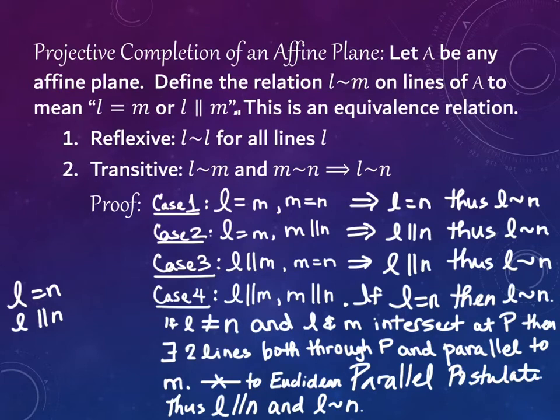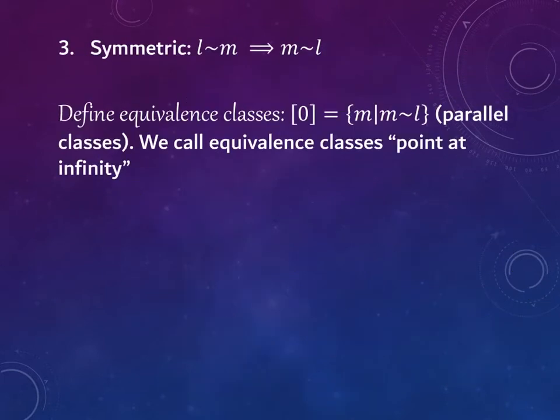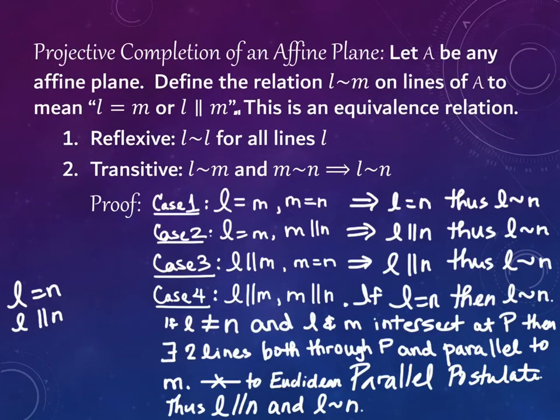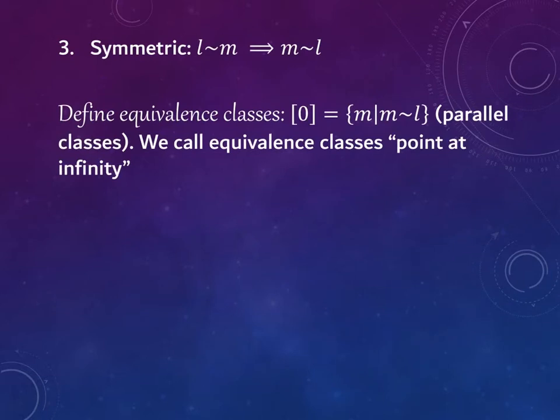There's one more item to verify. Did everybody get that written down? I'm sorry, I moved kind of quickly. And that's symmetric. One more property has to be satisfied for it to be an equivalence relation, that's symmetric. L is equivalent to M implies that M is equivalent to L. And that should make sense, right?